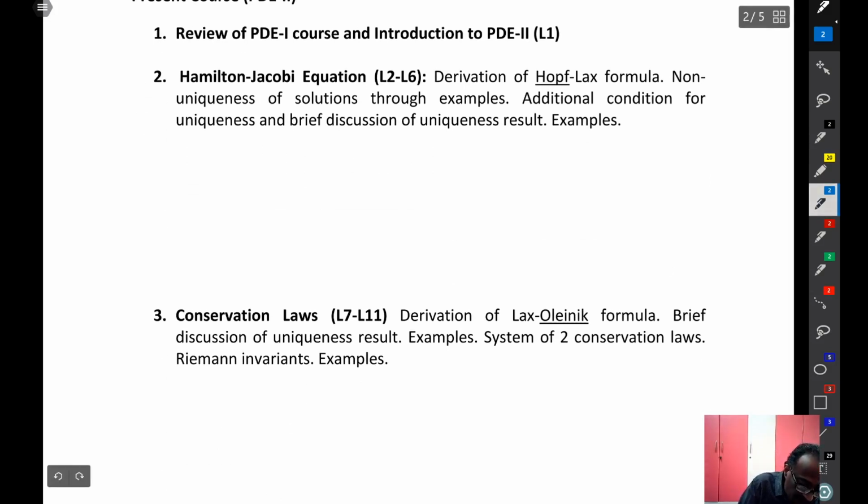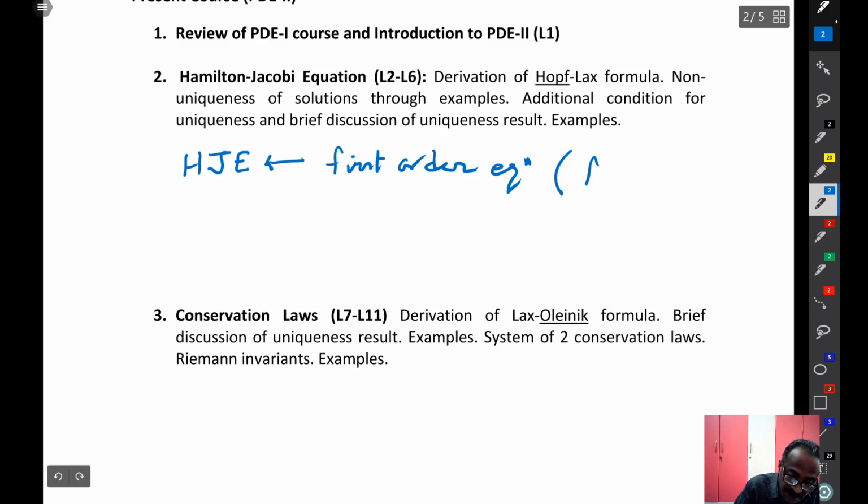This is called the famous Hamilton-Jacobi equation. And here you will see the conservations. This is a first order equation, a special first order equation. In fact, this is a family of equations. It's not one equation, a class of equations. And this appears from various things.